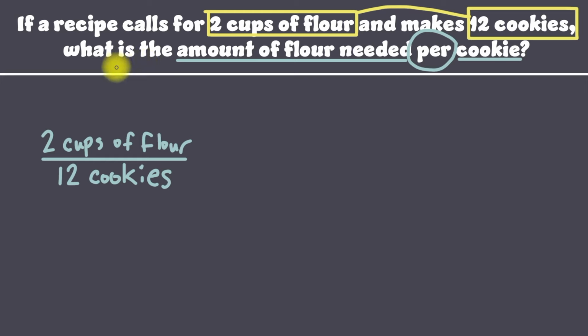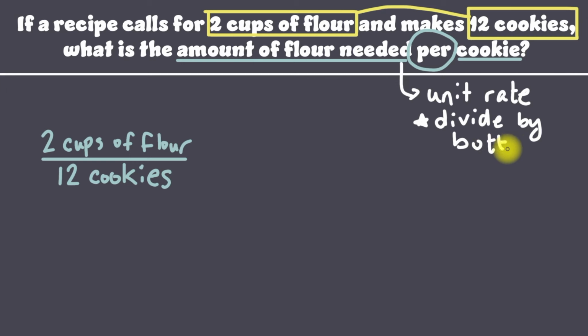What we're looking for is how many cups of flour for every 1 cookie, because it says per cookie. And that means we're going to be looking for something called a unit rate. And in order to find the unit rate, we always need to divide by whatever the bottom of our rate's value is. In this case, that's the number 12. So I'm going to divide the bottom by 12 and the top by 12.